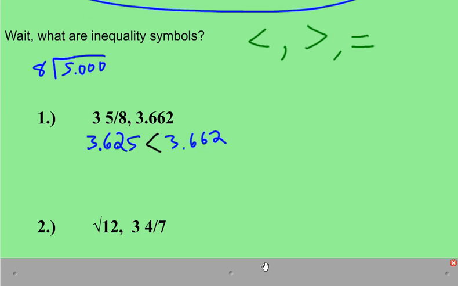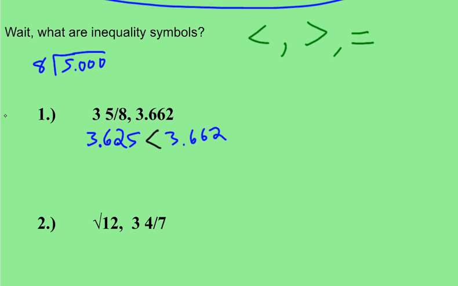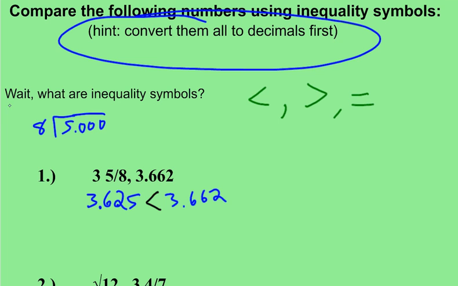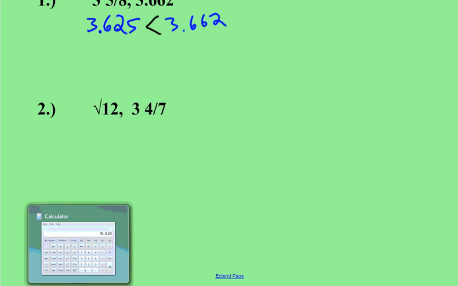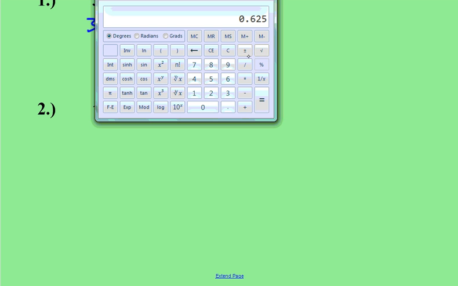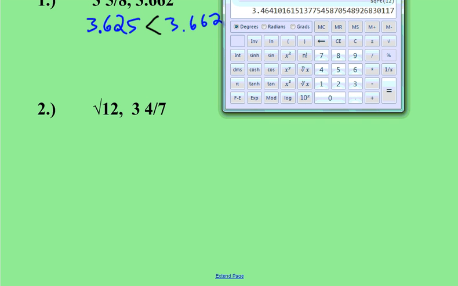Number 2. We got a square root here. The square root of 12 and 3 4/7. Again, go back up here. Convert them to decimals. Makes it a lot easier. So to figure out the square root of 12, we could estimate that, but I want to make it exact. So in my calculator, I'm going to put 12 and use the square root symbol. And I'll round it to a few decimals. We'll do 3.4641.